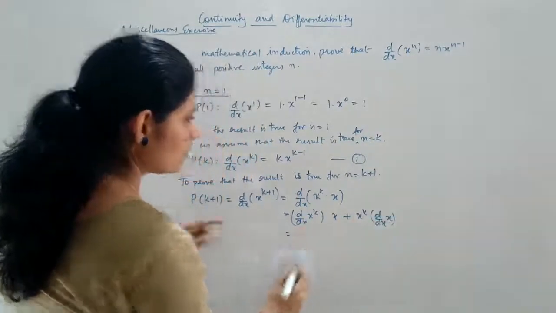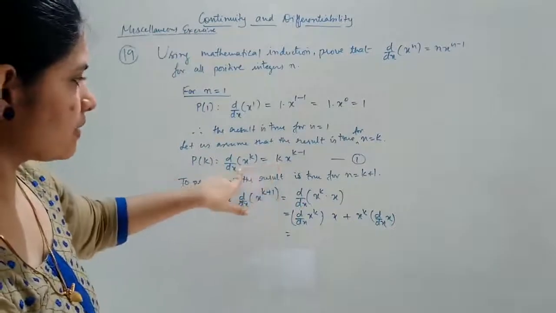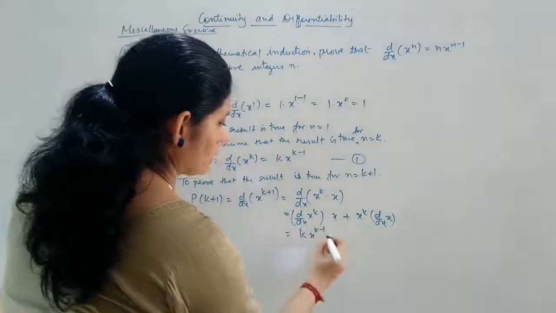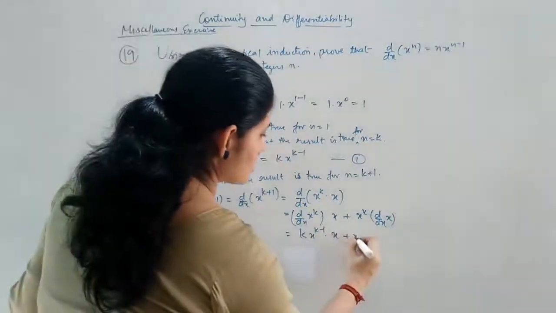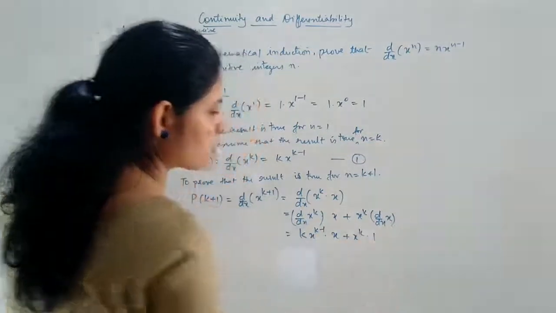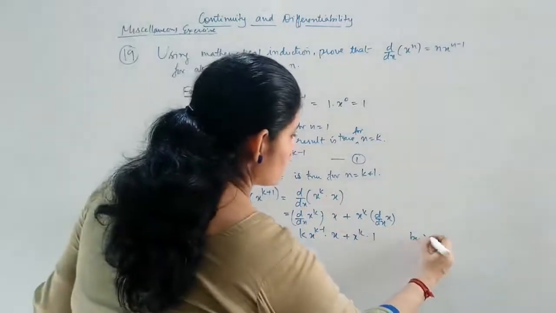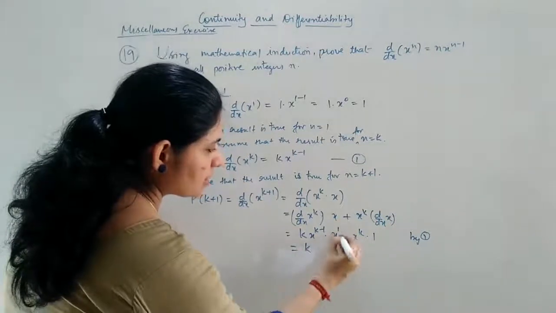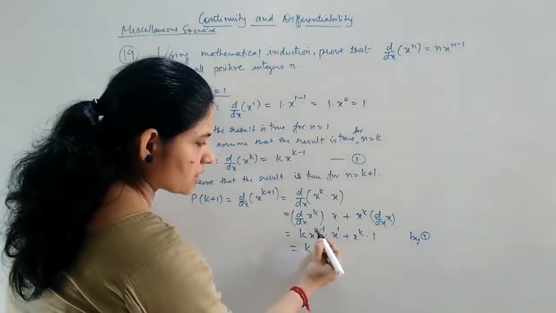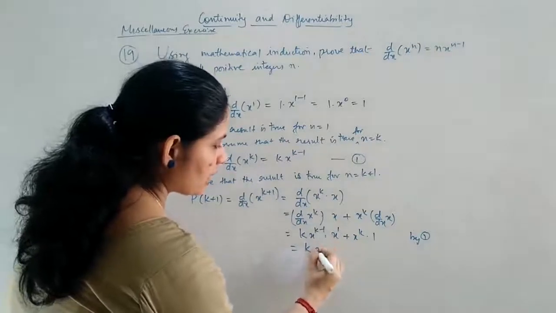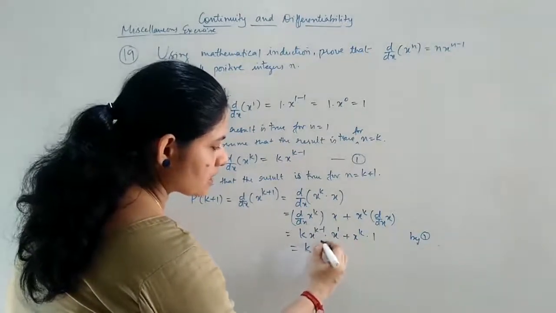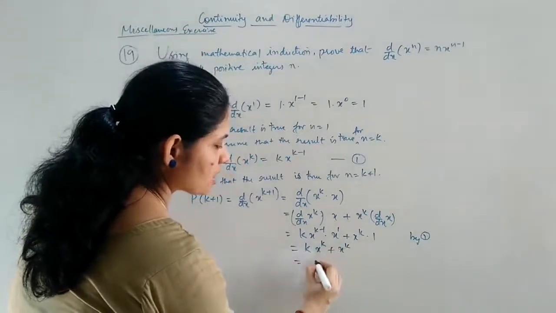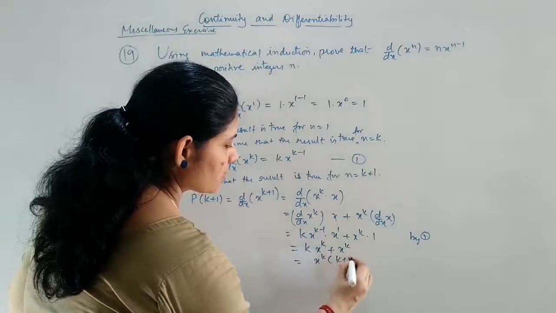So this will give you, since from first we have assumed that derivative of x raised to k is k x raised to k minus 1, k x raised to k minus 1 into x plus x raised to k into derivative of x with respect to x, which gives 1. Now here your power of x is 1, here it is k minus 1. So you can add both so that it will become k into x raised to k minus 1 plus 1, which is x raised to k, plus x raised to k. So that you have x raised to k in common, which gives you k plus 1.